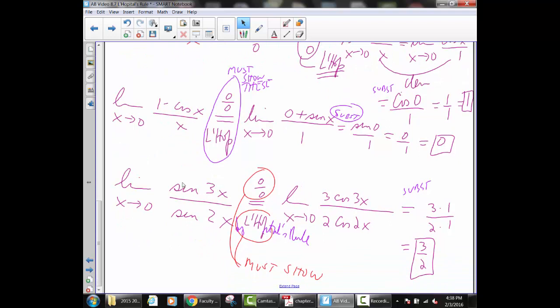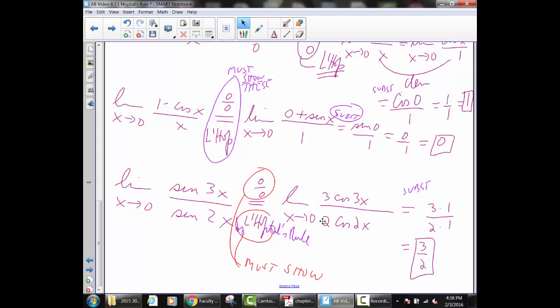Now, if you remember, this was very difficult to deal with. You had to introduce and counteract. All that's gone. Plug it in. You get sine 0 over sine 0, which is 0 over 0. Get to use L'Hopital's. Derivative of sine 3x is cos 3x times 3. Derivative of sine 2x is cos 2x times 2.